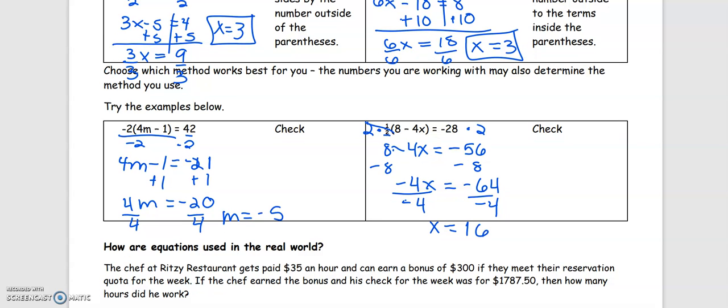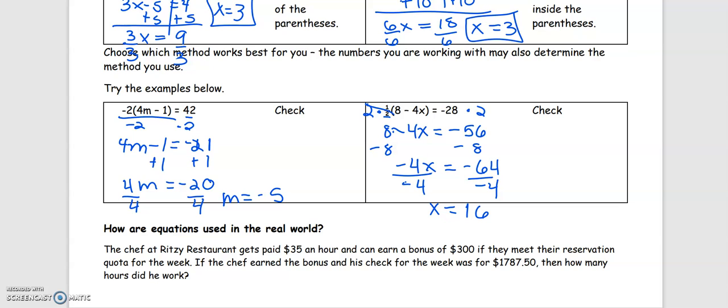We also have applications that are word problems. The chef at Ritzy Restaurant gets paid $35 an hour. So that could be represented as 35x or 35 times x. And he can earn a bonus, plus that bonus of $300. If the chef earned the bonus and his check for the week was $1,780.